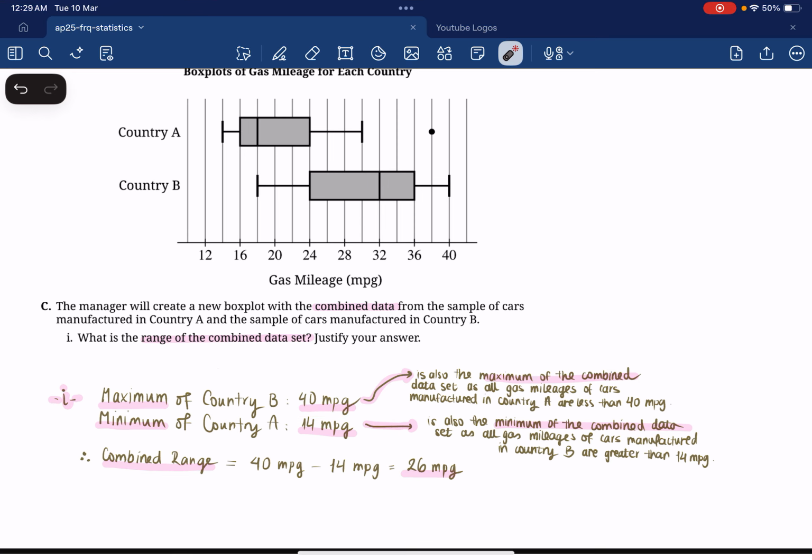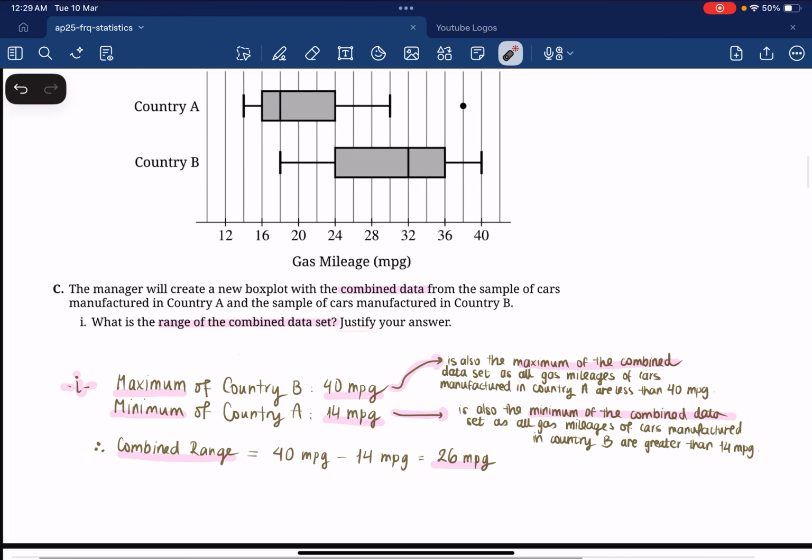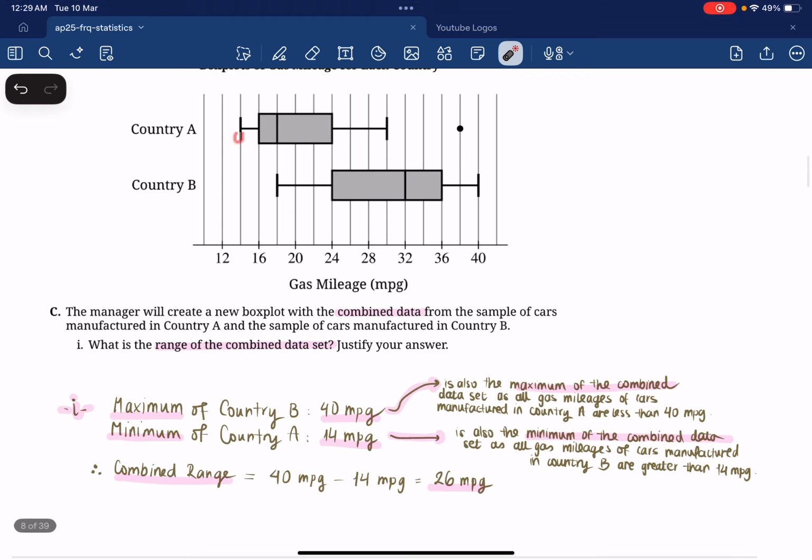It's also going to be the maximum of the combined data set, as all gas mileages of cars manufactured in country A are less than 40 miles per gallon. It's important to justify your answer. So if you combine those two data sets, then the maximum would be 40. And the minimum is the smallest minimum out of country A and country B. So the minimum would be 14, right?